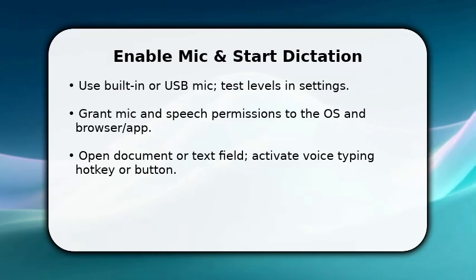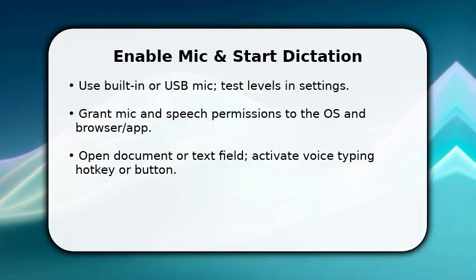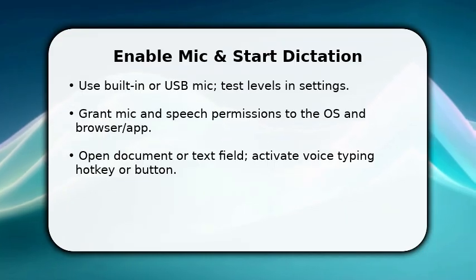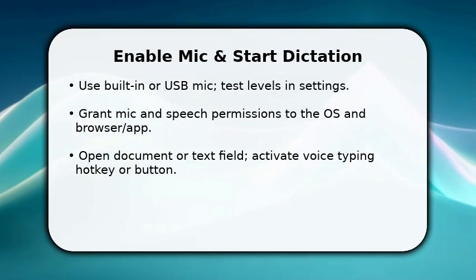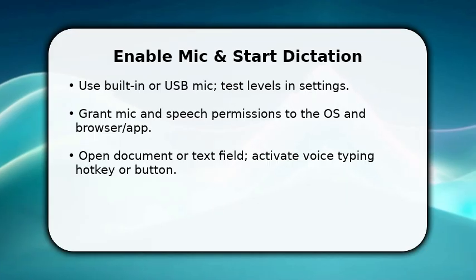Enjoy the video. You begin by enabling the microphone and granting permissions so the system can hear you. Once done, open the exact app or text field where you want typed text to appear. This avoids lost audio. Make sure input levels read around -6 to -12 dB to prevent clipping, and choose the correct mic in OS settings.